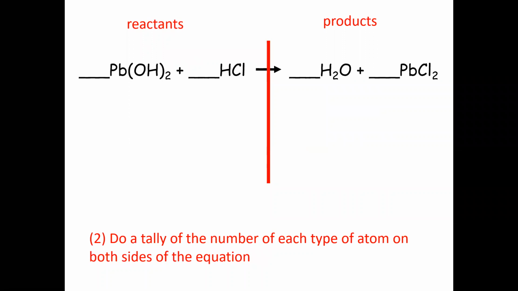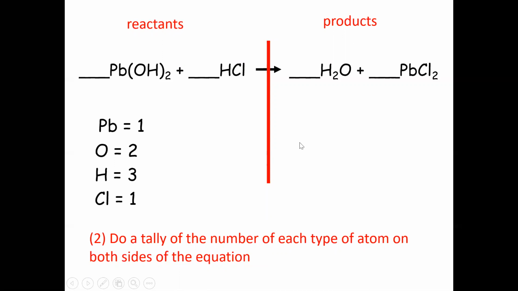You then go about doing your tally. So you can see on this side that you have 1 lead atom, but you have 2 oxygens because of that subscript 2 outside the brackets. And you have 3 hydrogens. And the reason why you have 3 hydrogens is because you have 2 times 1 here, which is 2, but you have that additional hydrogen there, which gives you 3. And then you have 1 chlorine over here.